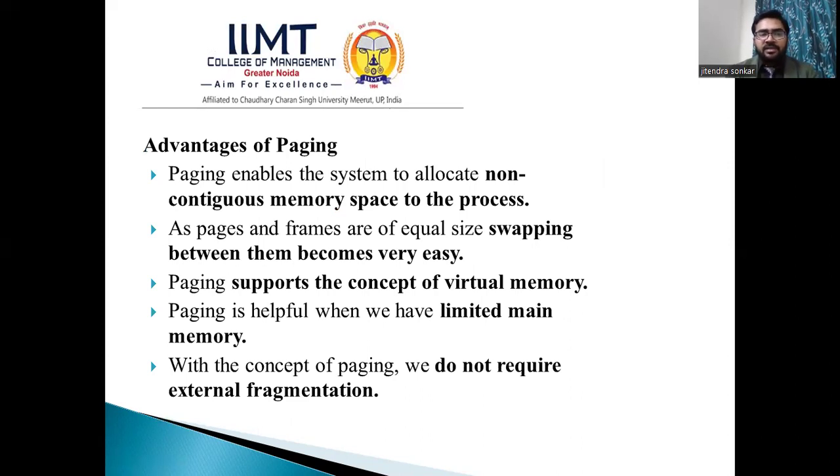These are the advantages of paging. Paging enables the system to allocate non-contiguous memory space to the process so that the performance of the operating system is increased. There is no need for extra memory space. By the use of page replacement, the operating system allocates memory to the newly arrived process. As pages and frames are equal in size, the swapping between them becomes very easy. As we discussed earlier, the page size is equal to the frame size, so the swapping can be easily done.